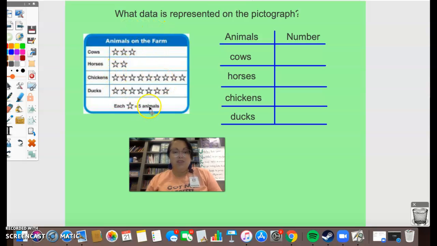All right. First thing you want to look at is your key. Each star here equals 5 animals. So we're going to count these by 5s. 5, 10, 15 cows. So you would write 15 here. 10 horses. Ooh, there's a lot of chickens. 5, 10, 15, 20, 25, 30, 35, 40, 45 chickens.